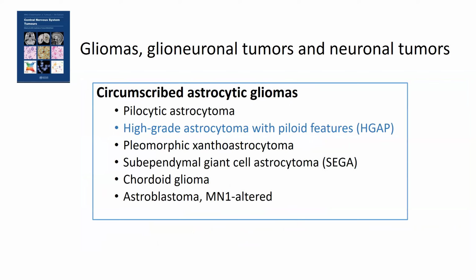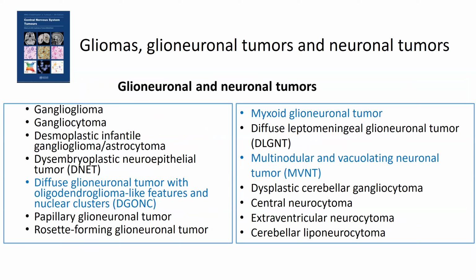Then there's also the circumscribed astrocytic gliomas. Many of these occur in pediatrics, not most of them. And they have some interesting features that unfortunately I won't be able to cover today. And then the last category are the glioneuronal and neuronal tumors. And again, there are several new entities here in blue that were probably previously misdiagnosed as a whole range of different tumors, but now it's really important to identify these because they have much different prognosis than higher grade tumors, which these can sometimes resemble.